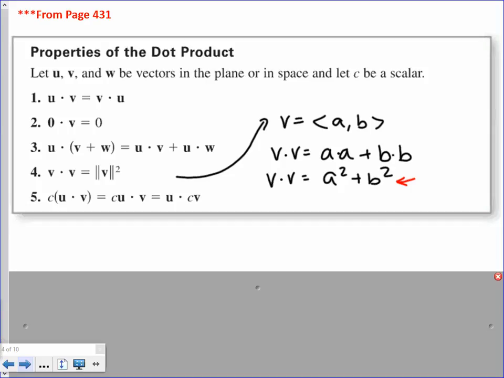And that's the end for our properties of a dot product. So not necessarily something you have to memorize, nor something that you should write down, but good thing for us to chat about.